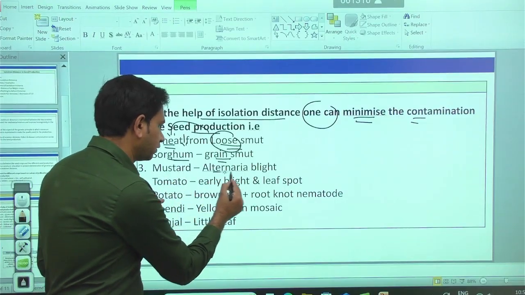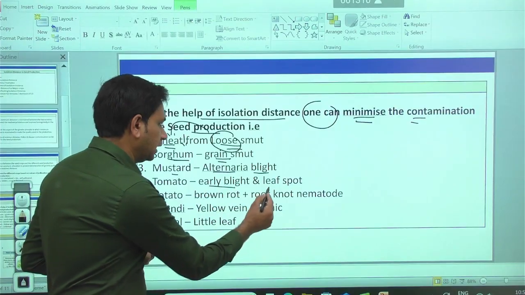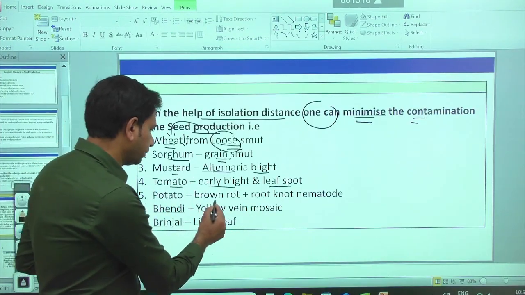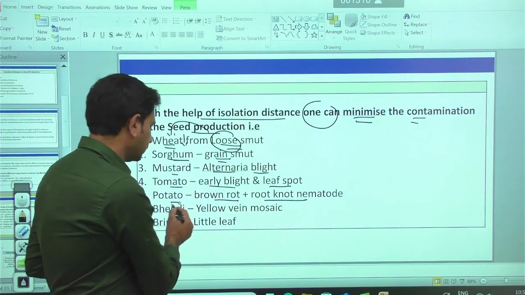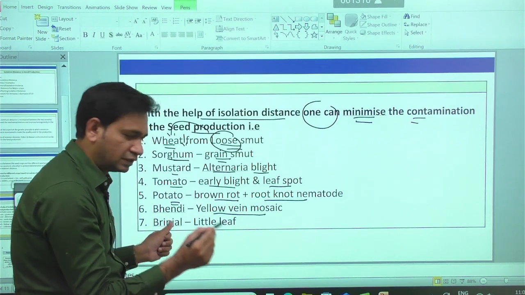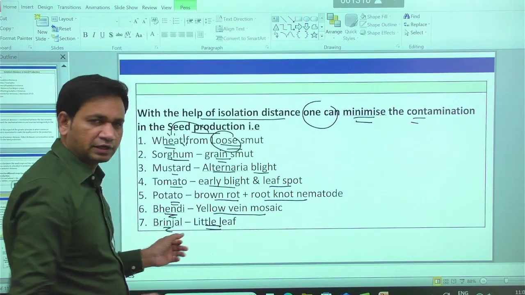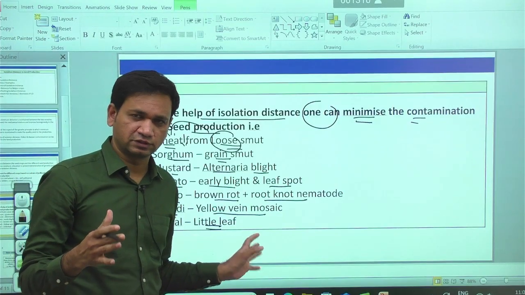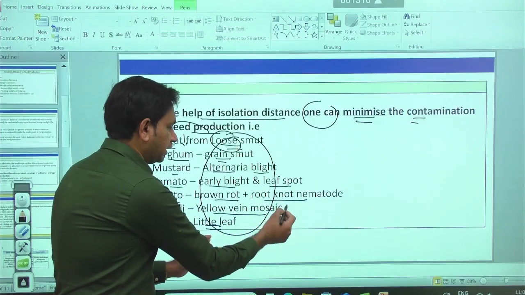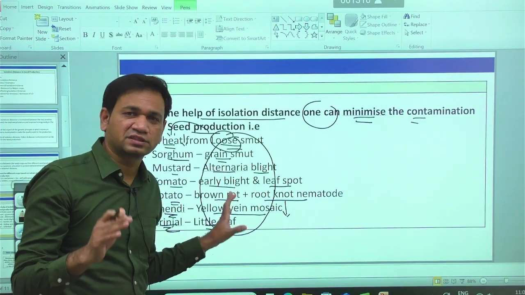Then contamination from alternaria blight in the case of mustard seed production. Then early blight and leaf spot contamination in tomato can be minimized. Then brown rot and root knot nematode in the case of the potato crop can be minimized. Then yellow vein mosaic, one of the viral diseases in bhendi, can be minimized. The little leaf in the case of brinjal, little leaf is one of the mycoplasma diseases. So in these cases, all kinds of contamination in quality seed production can be minimized. So these are some case studies here, right?